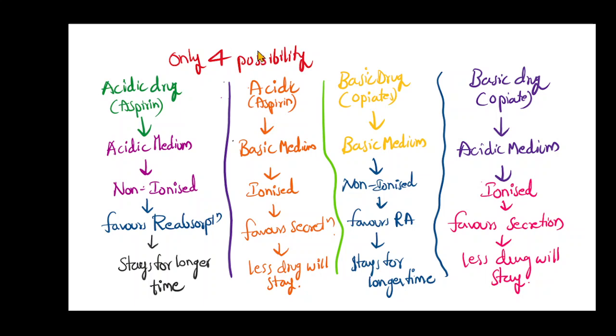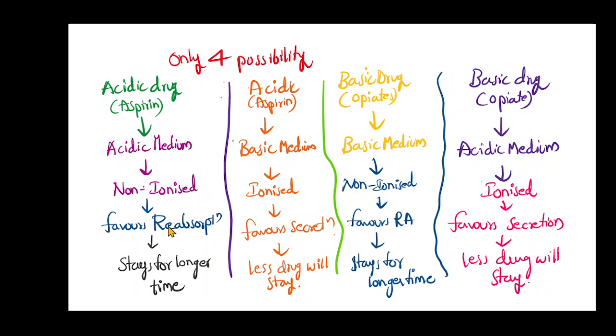In order to understand, I summarize into possibilities. The first one is an acidic drug, for example aspirin. It is a weak acid. When it is dissolved in acidic medium, for example in the stomach where parietal cells release H plus ions, it would be non-ionized because the drug is a weak acid and the medium is acidic. Then according to Le Chatelier's principle, most of it would be in the non-ionized form. So it favors reabsorption as well as absorption.